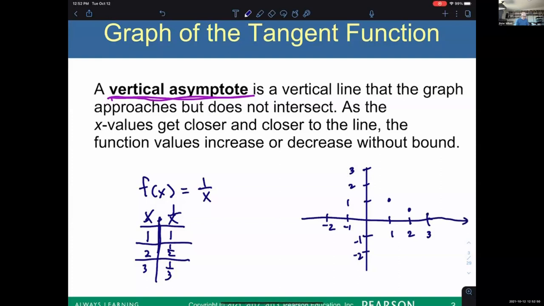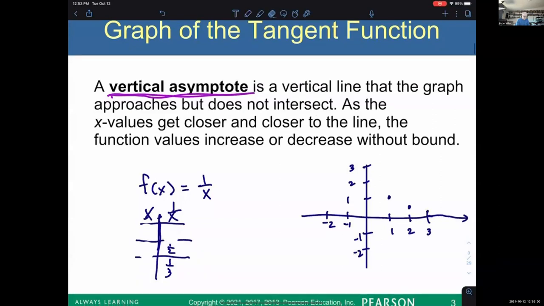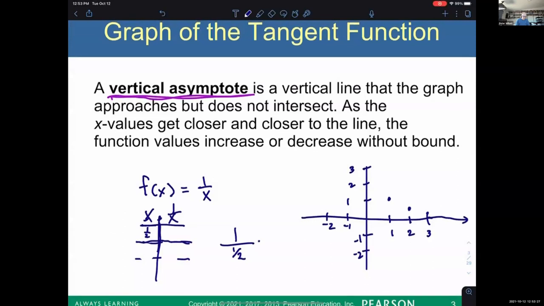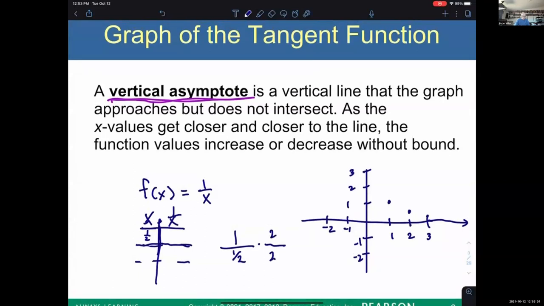However, if I plug in some small numbers into the function, then some interesting things happen. For example, if instead of plugging in a 1 or a 2 or a 3, I plug in 1/2, and then I'm supposed to do 1/x, that would be 1 divided by 1/2. And when you have a little fraction you're dividing by, the classical way to fix that is to multiply the top and the bottom by a number to get rid of that fraction. I would get rid of 1/2 by multiplying it by 2. And so I get 2/1, which is 2.